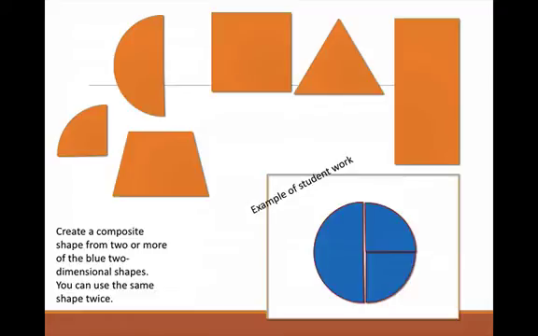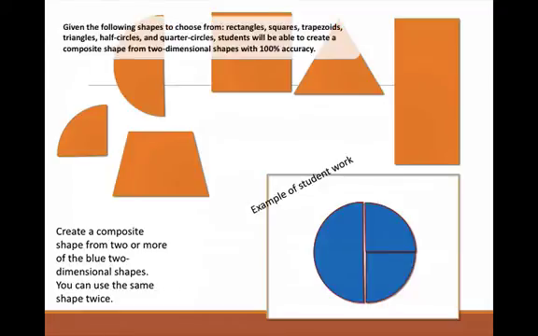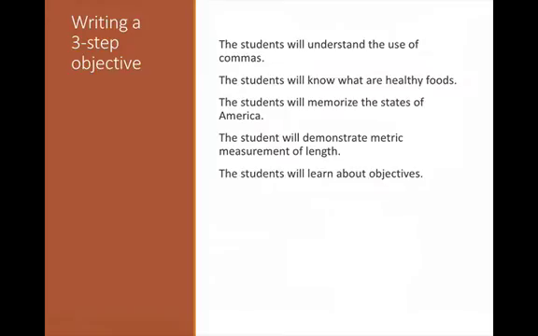This is what it would look like from the student's perspective. They're given all these shapes, they're given instructions of what to do, yeah? And then this is an example of what students will produce. And my three-part objective is a way in which that can be assessed. So when you write three-step objectives, there are good objectives and poor objectives.